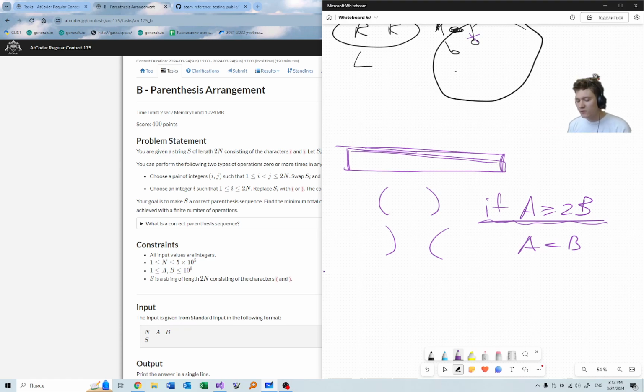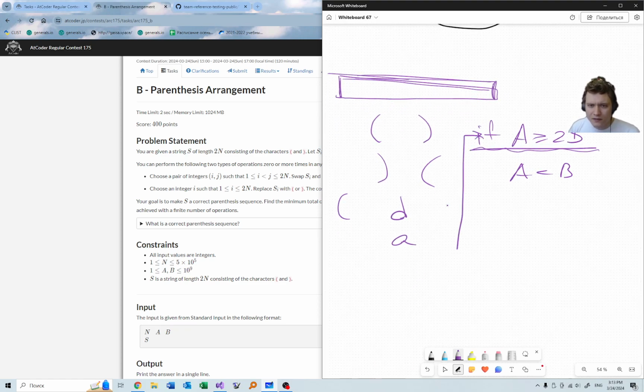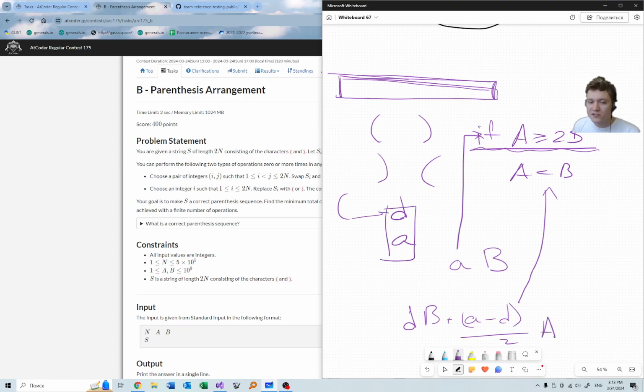Well, actually, we can reformulate it as follows. Make the minimum number of changes. Let the difference between the numbers of opening and closing parentheses be d, and let the minimum answer by actions be a. Then the answer in this case is simply a, b, and in this case it is b plus a minus d over 2a. So we only need to find these two numbers, and this is trivial to find.